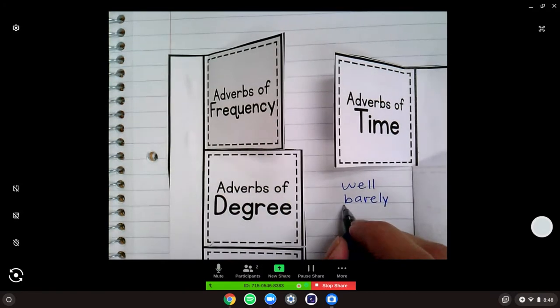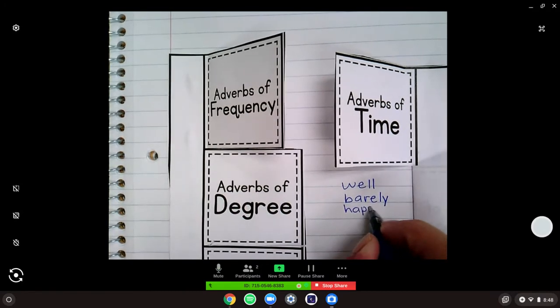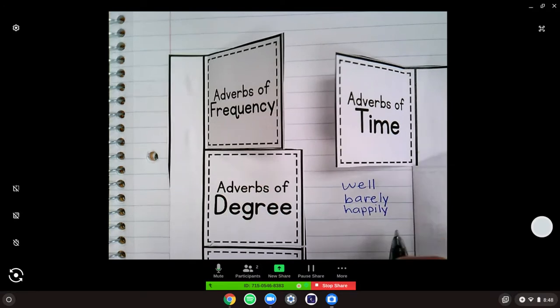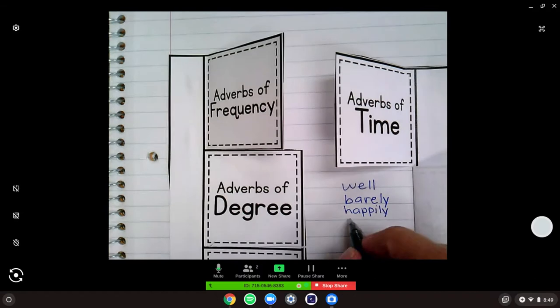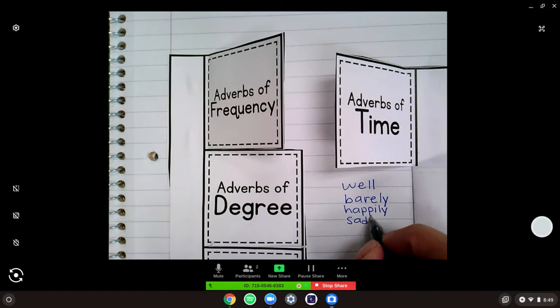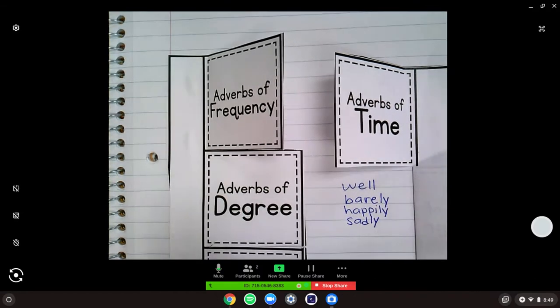Lizzie? Happily. Okay. I happily got my notebook out for Mrs. Wells without grumbling. Right, Claire? Yeah. What else are you thinking, Kateri? We could say sadly. Yep. Like sadly. Sadly, Adam did not get his notebook out. Just kidding. Adam, what are you thinking?